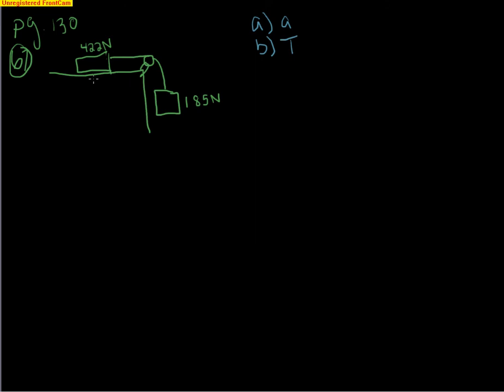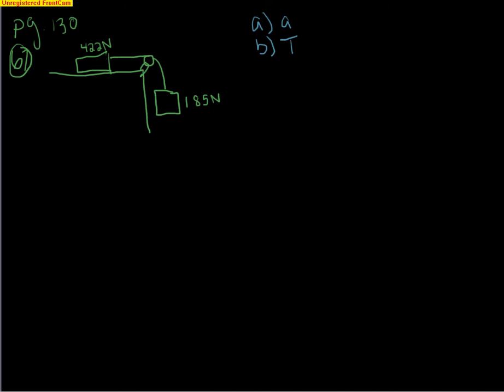So we should know by now that the acceleration of each block is going to be the same. This one's just going to be in the x direction, and this will be in the negative y direction. And the tension also will be the same. Since this passes around a massless, frictionless pulley, the tension in this part of the cord is the same as the tension here. So let's go ahead and fill in some forces.